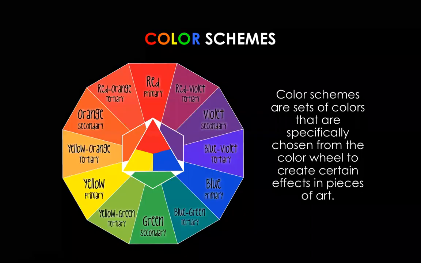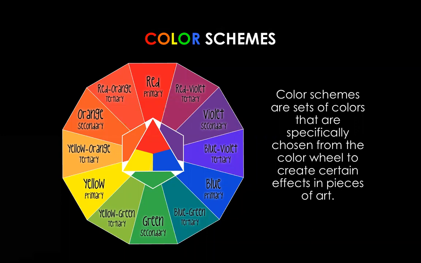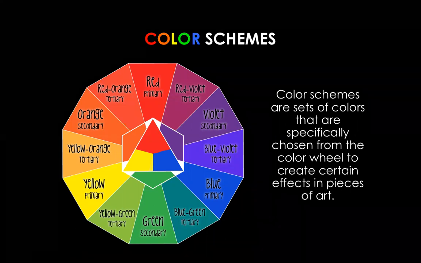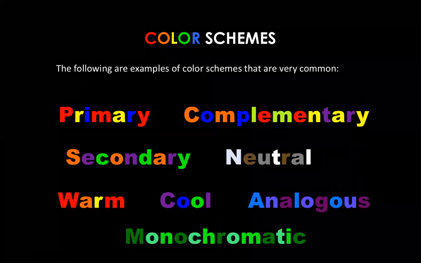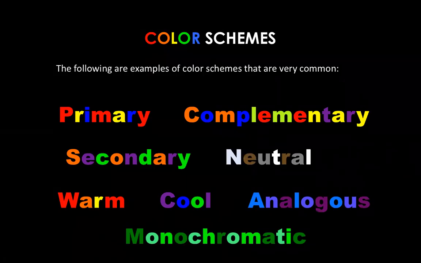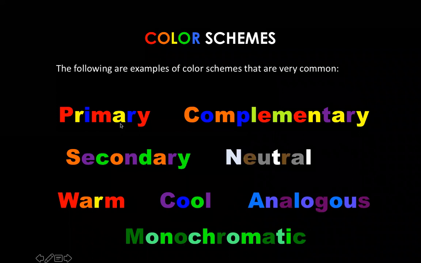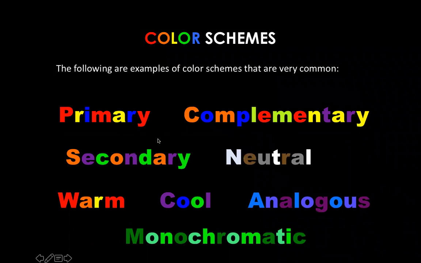So now that we've talked about the color groups, now we're going to discuss color schemes. This is a little bit different, okay? Color schemes are sets of colors that are chosen from the color wheel to give different effects or create different moods in art. So here are some color schemes that are really common. Primary, which we've already talked about. Secondary, which we've already talked about. And now we're going to talk about some different ones. There are complementary colors, neutral colors, warm colors, cool colors, analogous colors, and monochromatic colors.